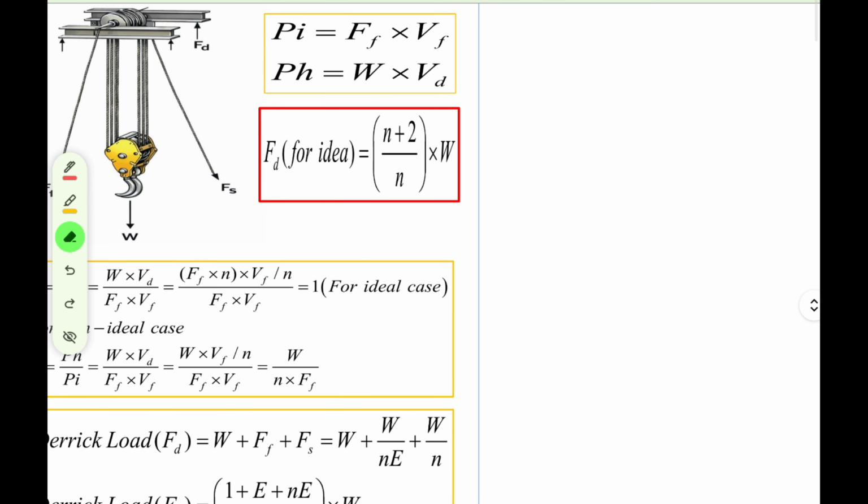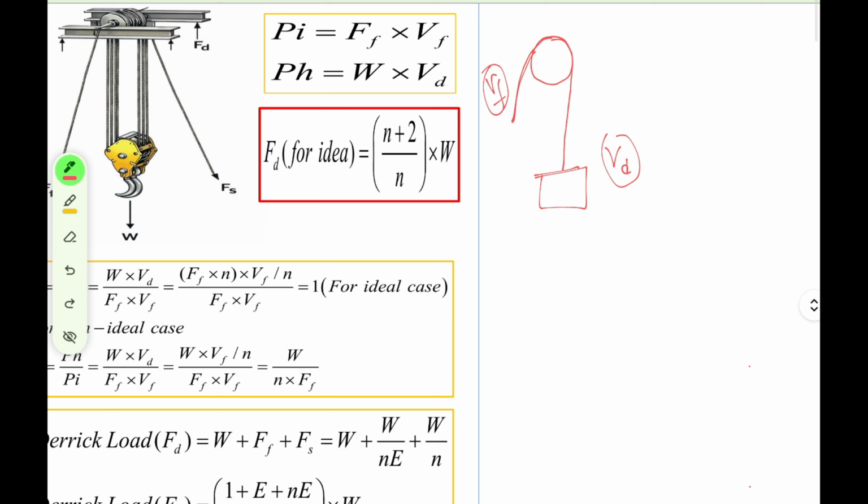So let's start. Before doing this calculation, I would like to explain something very interesting to you. Let's suppose we have this one rope attached with the m kg of mass. I am assuming that this velocity is Vd, and this velocity is Vf, where Vd is the traveling velocity and Vf is the fast line velocity.